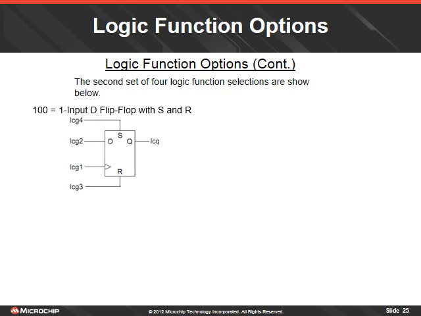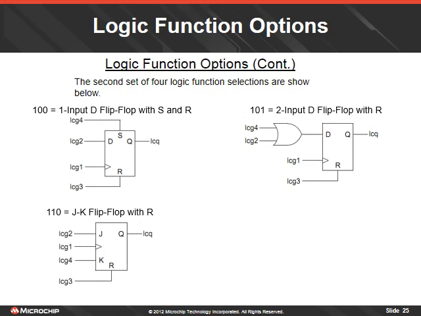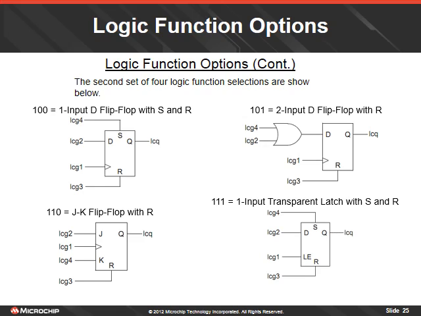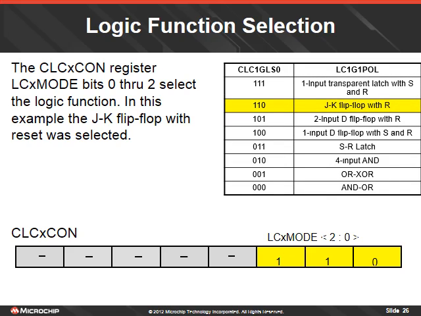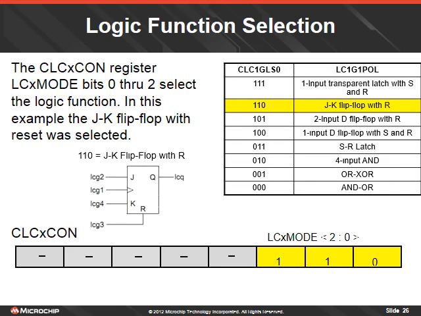The remaining 4 options are shown here. These 3-digit codes are placed in the CLC control register LC mode bits 0 through 2 to select one of these combinations. Here we have an example of selecting the JK flip-flop with reset for the logic function. The 3-digit 110 setting in the LC mode bits of the CLC control register locks in this selection.